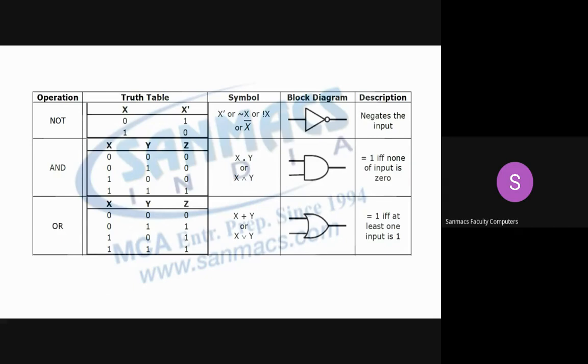The first one negates the input. The second one is always going to return 1 if and only if both the inputs are non-zero. And the third one is always going to be 1 even if just one of the inputs is a 1. Clear so far?